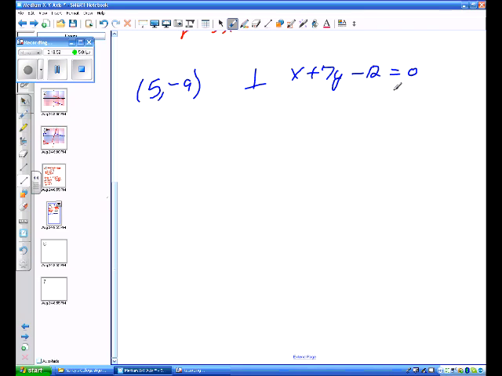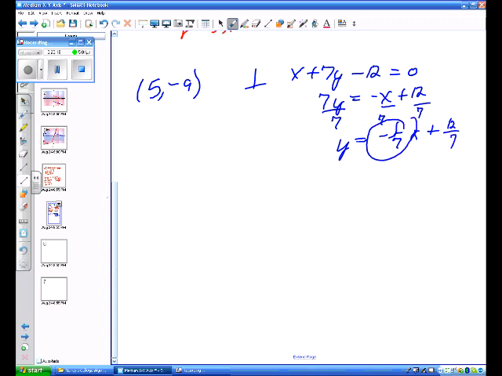Well, first of all, we're going to have to solve this for y. So we're going to subtract x and add 12, then divide by 7. So we end up with y equals negative 1/7 x plus 12/7. So the slope of this line is negative 1/7. So the slope of my line will be positive 7.